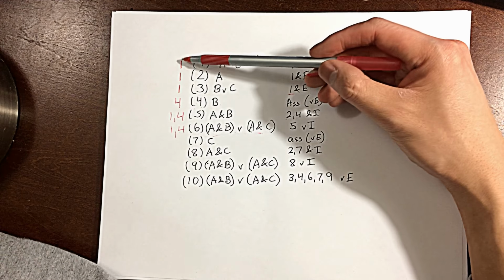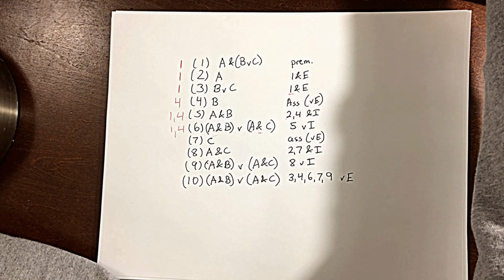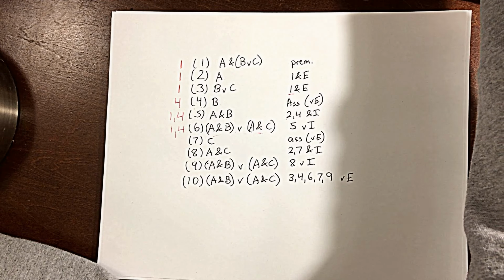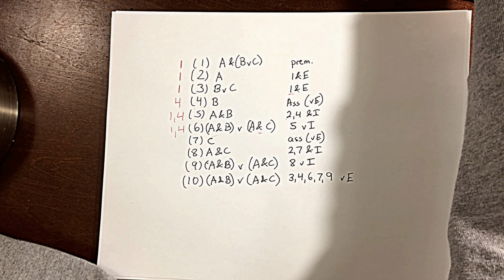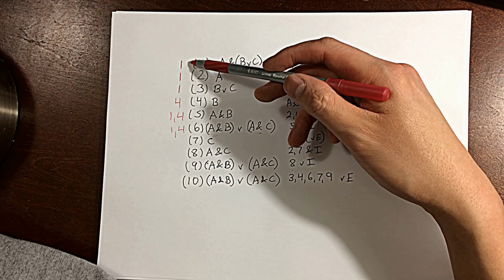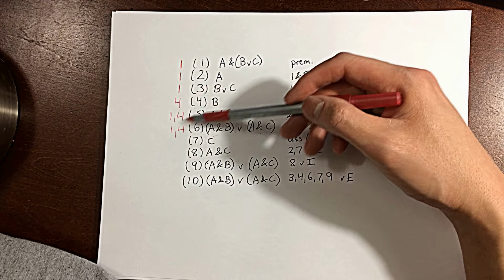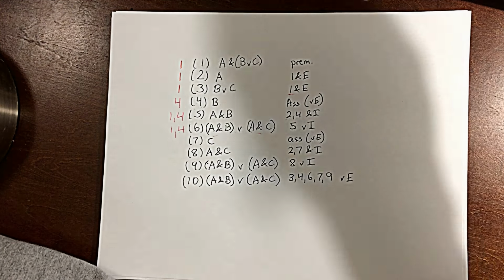You'll notice that all of the dependency numbers will either be an assumption or a premise. So in all of these numbers, you'll never actually see anything else referred to except for premises and assumptions.